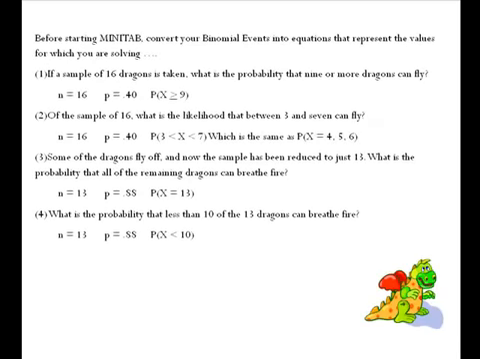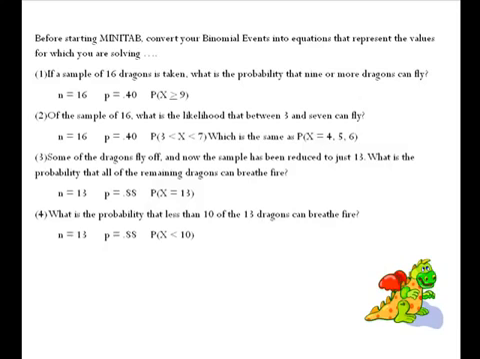Before you start Minitab, you really need to convert your binomial events into equations, or break down the parts that represent the values for what you are solving, so that when you input your data into Minitab, you know exactly what you're solving. So I've converted each one of these questions into the individual components of a binomial. I have the value for n for all 4, which are my sample sizes: 16 dragons in the first 2 questions, 13 dragons in the next 2 questions.